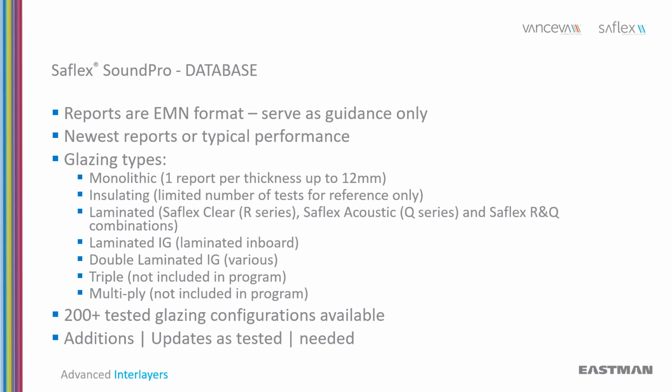Triple units, be it laminated insulating or regular triple units, are not included in the program, but we'll discuss those later. And multiply laminated constructions are also not included in the program, but both the triple laminated insulating units and multiply laminated units can be requested for estimates. There are over 200+ tested configurations in the software program, and we're constantly making additions and updates as requested or tested.